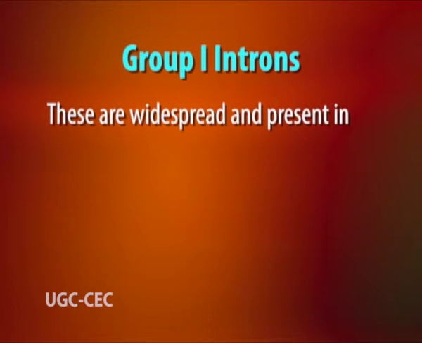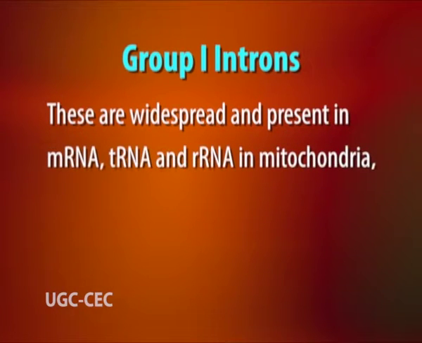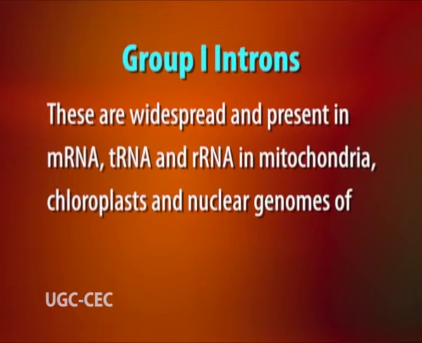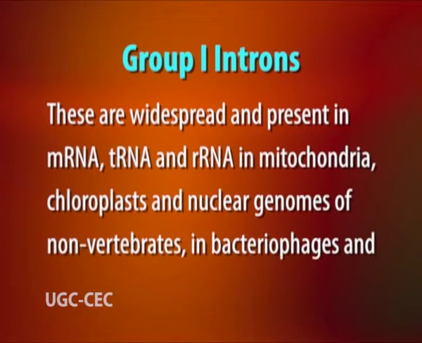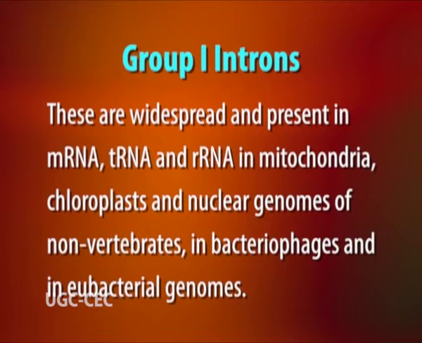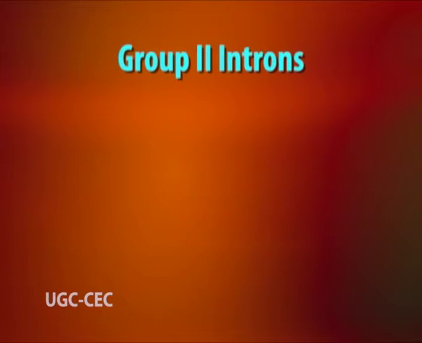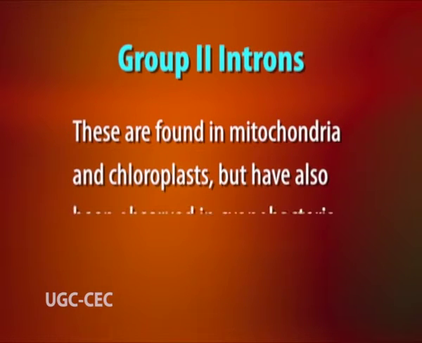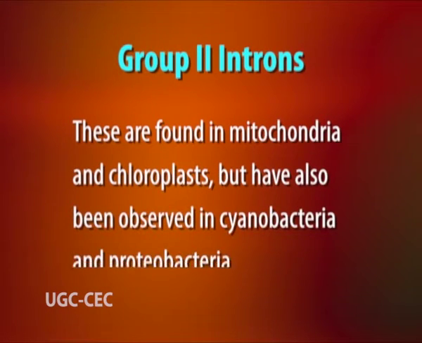Group 1 introns are widespread and present in mRNA, tRNA and rRNA in mitochondria, chloroplast and nuclear genomes of non-vertebrates, in bacteriophages and in eubacterial genomes. Group 2 introns are found in mitochondria and chloroplast, but have also been observed in cyanobacteria and proteobacteria.